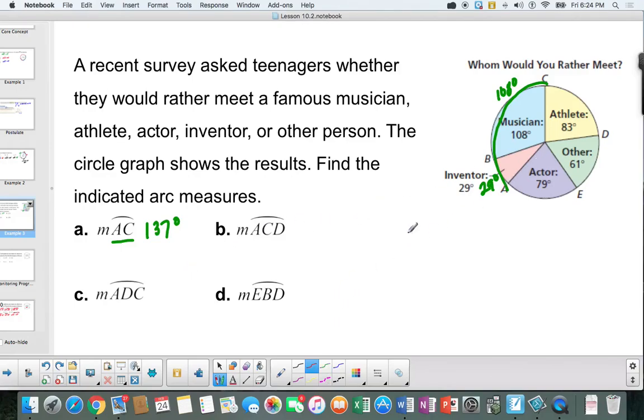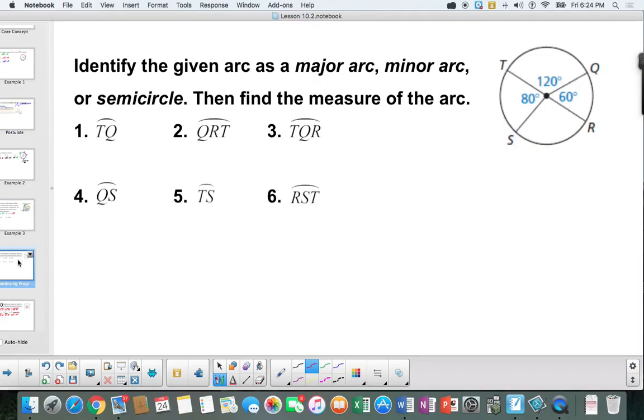Now I want to figure out arc ACD. So ACD would start here, A, go to C, and then go to D. And you can see we're going to add 3 arcs together. It'll be the 29 plus the 108 plus the 83. And so altogether that'll be equal to 220 degrees. I think you probably have the right idea, so let's go and see what you can do. Take a minute to stop the screencast, identify whether the arc you're finding is a major arc, a minor arc, or a semicircle, and then find its measure.